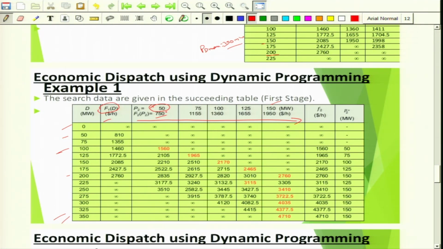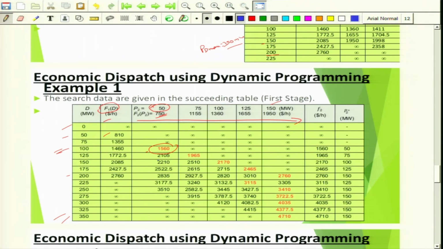Let's say you are supposed to operate generator 2 at 50 megawatt, but the load is 100 megawatt. Then what is the remaining generation? 50 megawatt. Now you calculate the total cost of generation of P1, which is at 50 megawatt, and P2, which is 50 megawatt. That comes out to be $810 per hour plus $750 per hour. It will come out to be 1560, right?